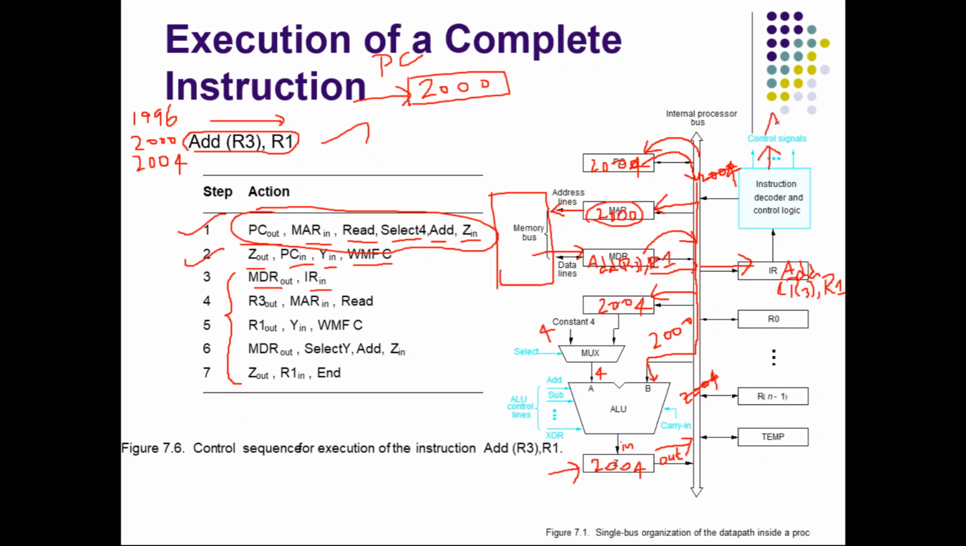So this information it will understand and it will generate the appropriate control signal. In this case it is add, so it will create an add signal. This add will be enabled in the ALU, because we have to perform an add operation. So this much will be done.